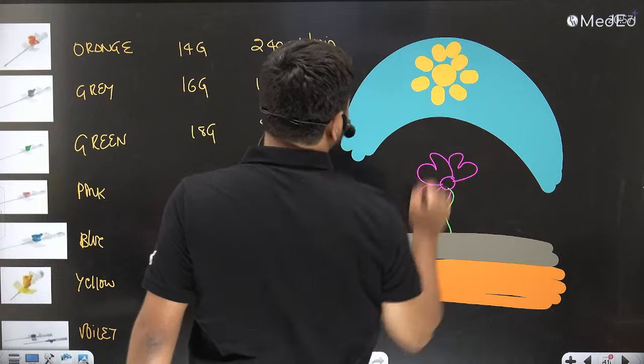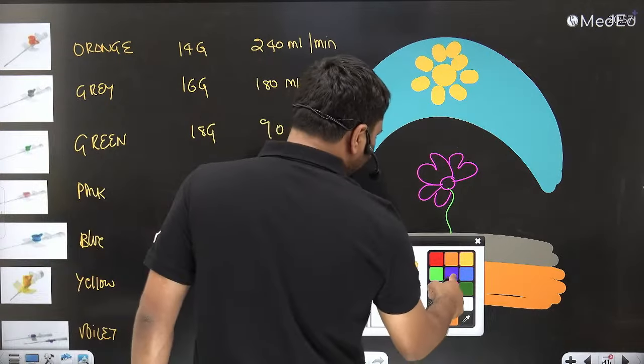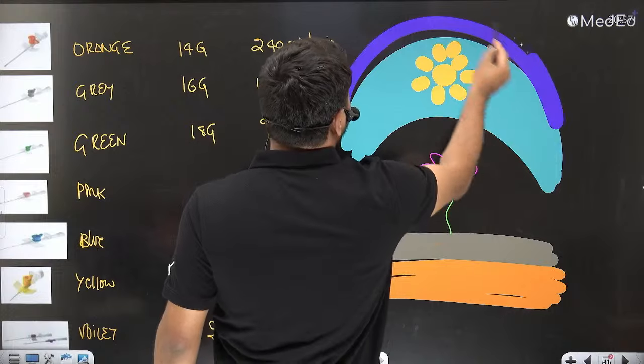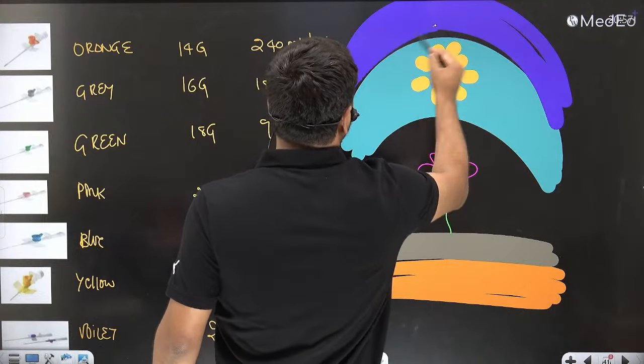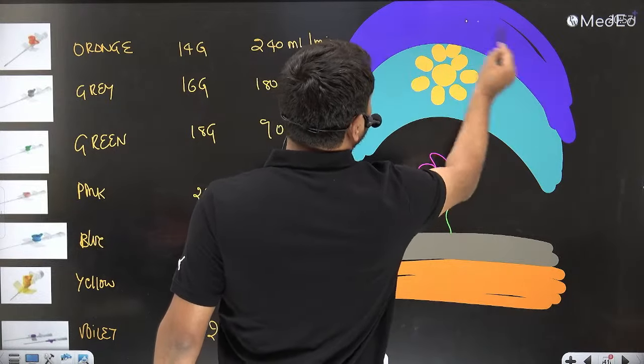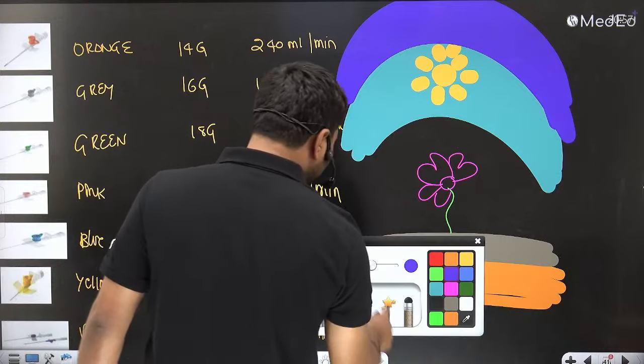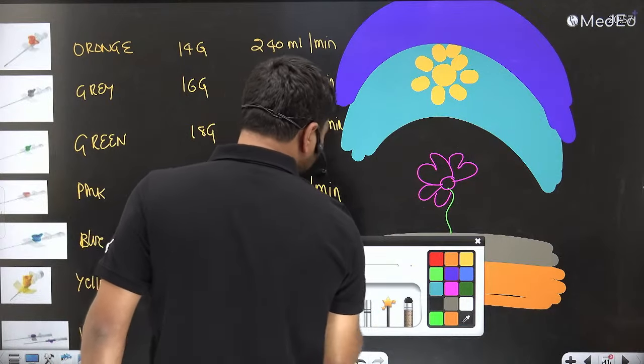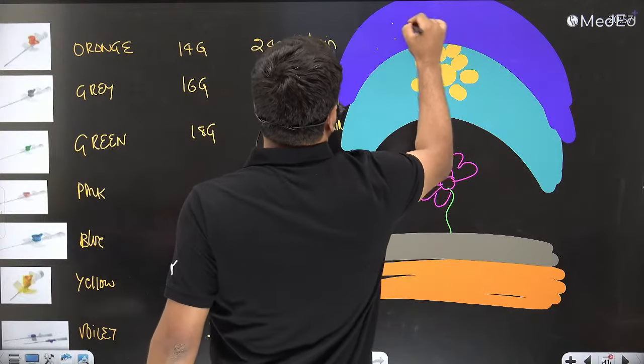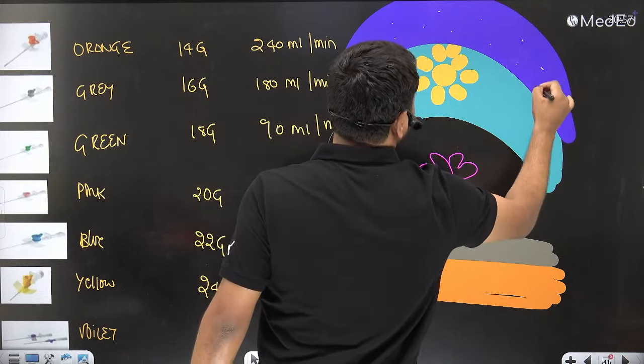In the beautiful sky. Now above the sky, what do you have? You have the universe. The universe is going to be slightly darker. That is going to be violet. This is the universe that is present above this. If you don't believe it, this is the universe. Just to get your perspective correct, these are the stars which are present, right?